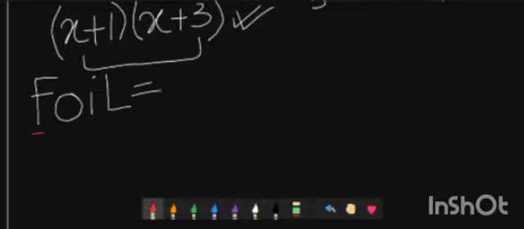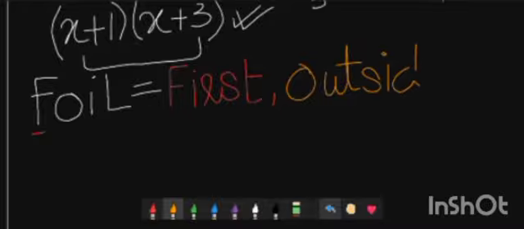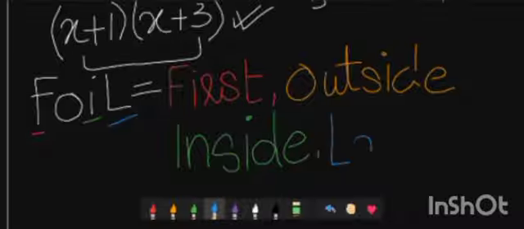The F in FOIL means first. The O in FOIL means outside. The I in FOIL means inside. And last but not least, the L in FOIL means last. Okay, now we know what FOIL is.